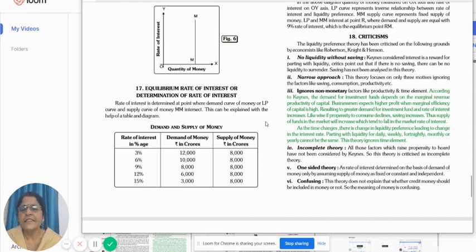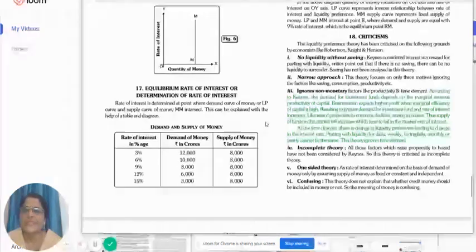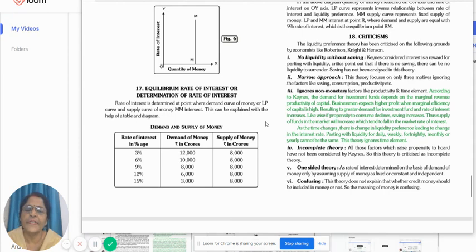Now we can see that the table has 3 columns. The first column's head is rate of interest in percentage. The second column's heading is demand of money, rupees in crores. And the third column's heading is supply of money, rupees in crores. Now, when the rate of interest is 3%, the demand of money was 12,000 crores of rupees, whereas supply of money was 8,000 crores of rupees.